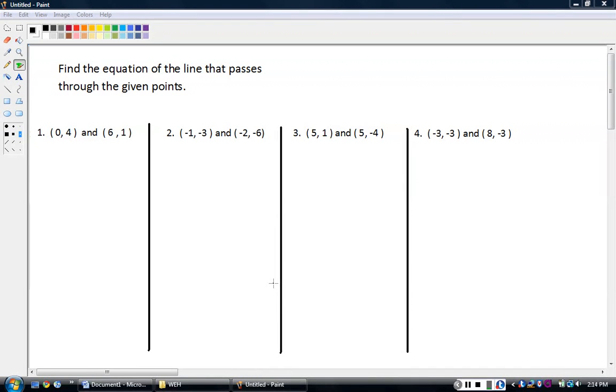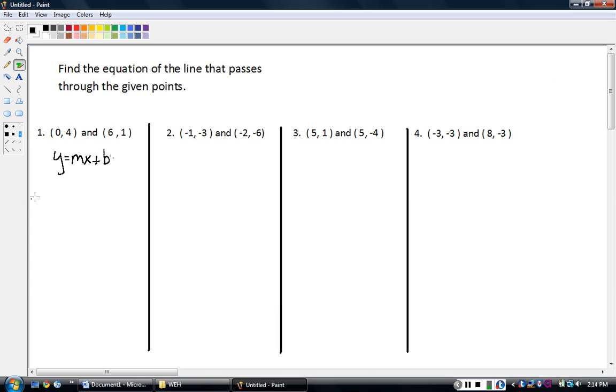Alright, so in the previous video we found the equation of a line given its graph. Now we're going to find that equation given 2 points on the graph. Okay? So again, our answer, if it's not one of those special cases that we'll talk about later, is going to look like this. Y equals mx plus b.